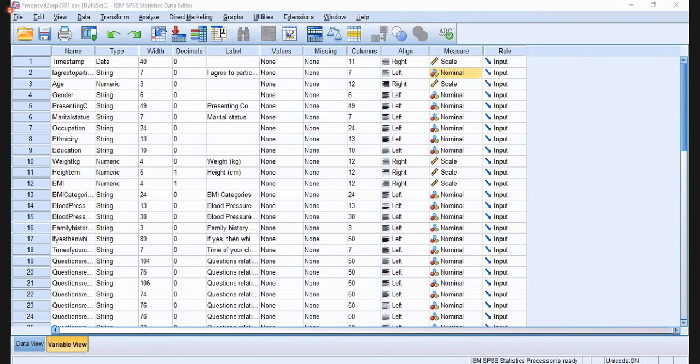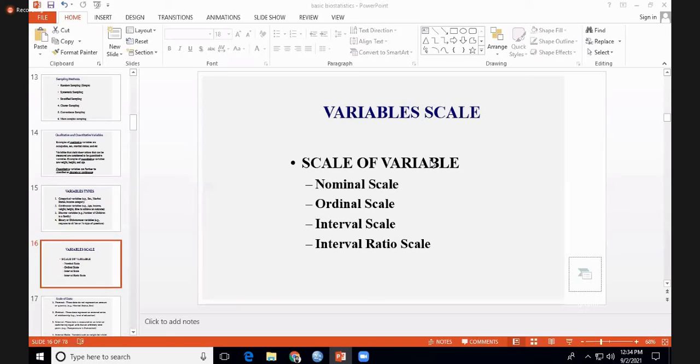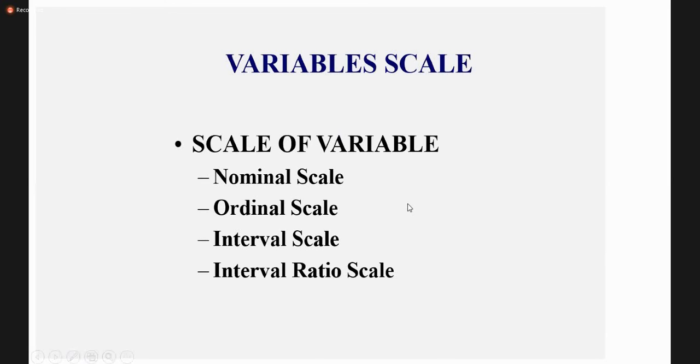So variables could be of different types, such as nominal variable, where just the name is important, such as marital status: married, single, or cohabitant, anything. Ordinal scale variables such as mild, moderate, severe, for example, for pain. Interval scale such as the temperature variable, and ratio scale such as the height and weight variable.